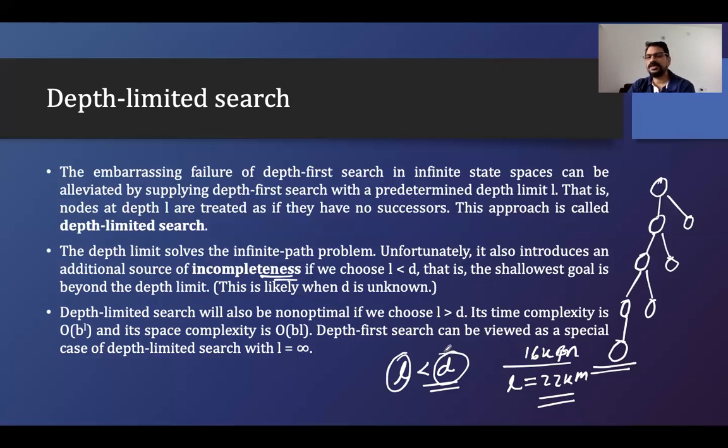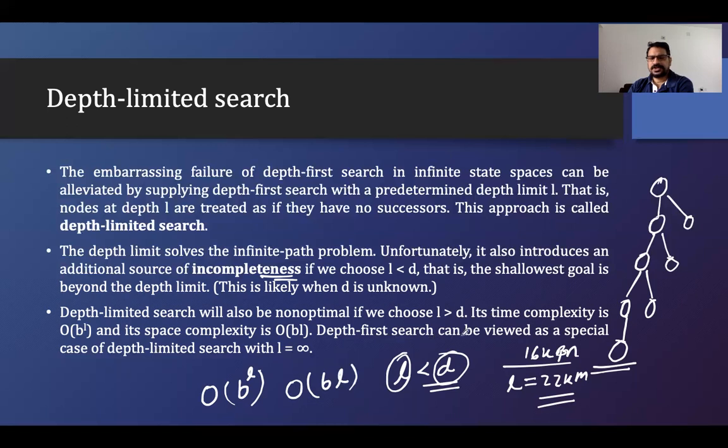If d is not given, then it is very unpredictable to choose L. What is the time complexity here? It is b, the branching factor, to the power of L, the limit: O(b^L). And what is the space complexity? The space complexity is of the order of branching factor into L: O(bL).